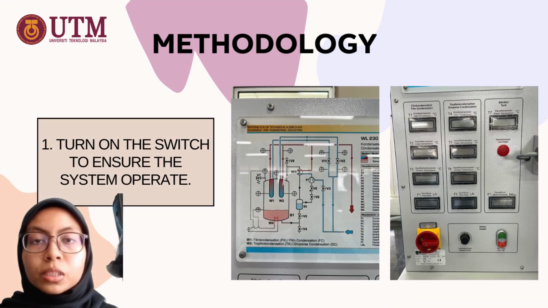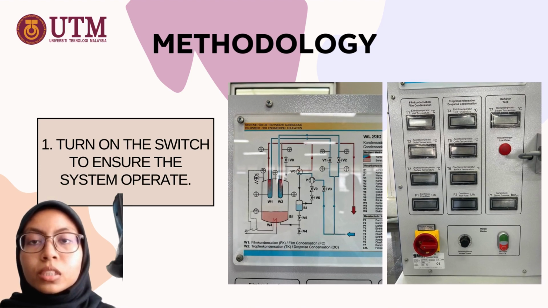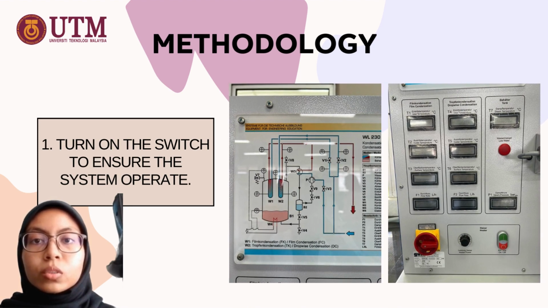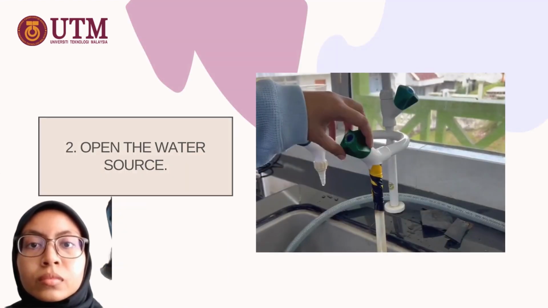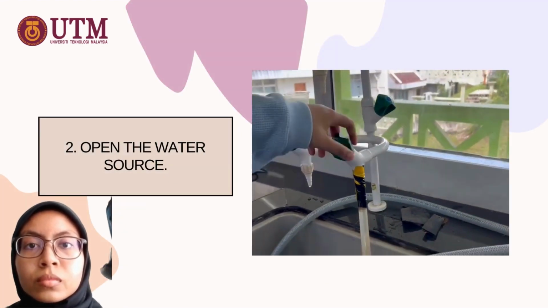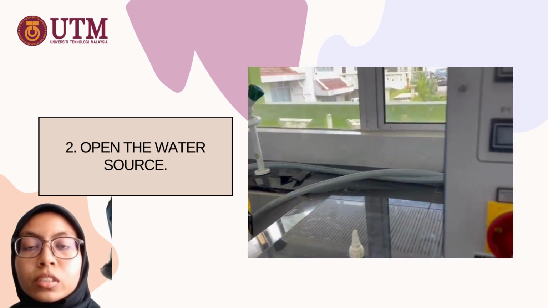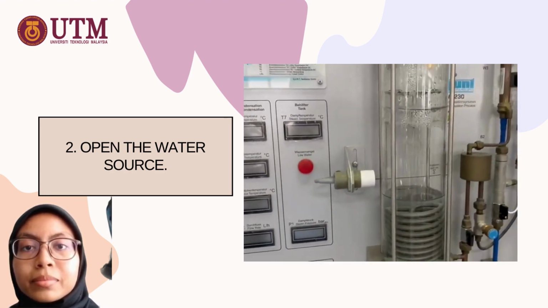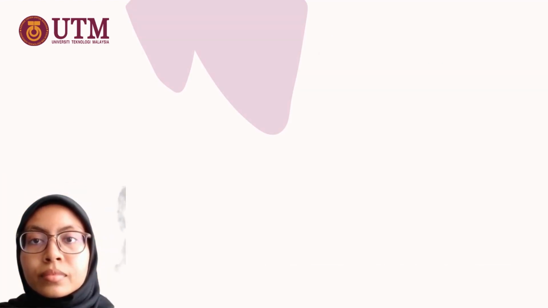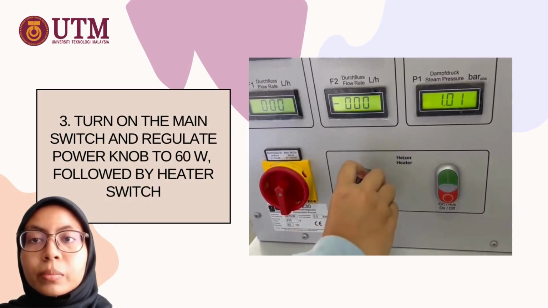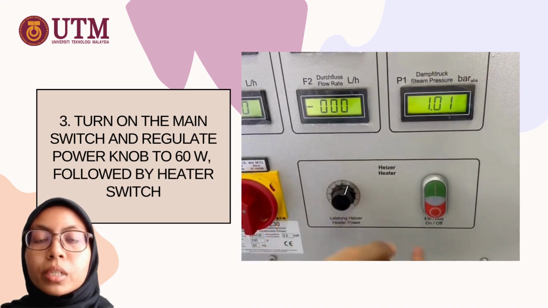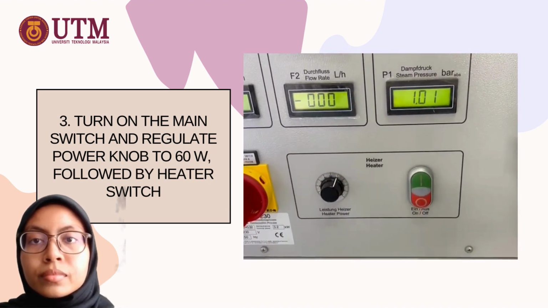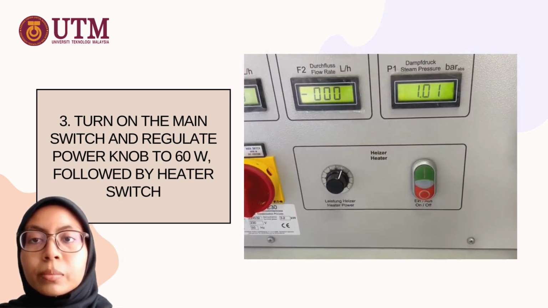For the methodology part, first and foremost, we need to turn on the switch to ensure that the system operates well. Second, open the water source near the experimental setup. Third, turn on the main switch and regulate power knob to 60 watt, followed by heater switch.